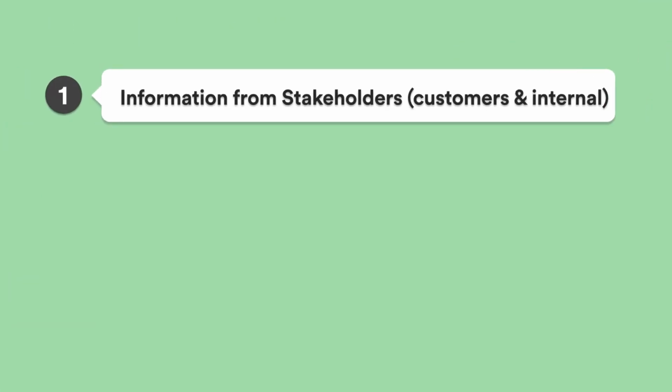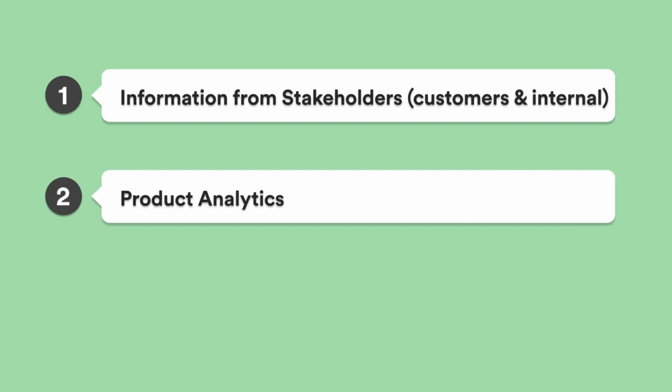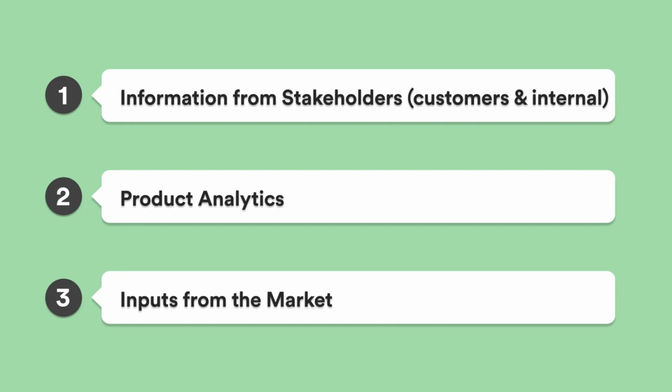Hey everyone, welcome back. As you remember, we've started by discussing where a product manager gets product ideas. We said that as a PM, you'd have multiple sources of product ideas you can rely on. First is information you get from stakeholders, including your customers and other internal stakeholders. Second is product analytics. And third, inputs from the market.